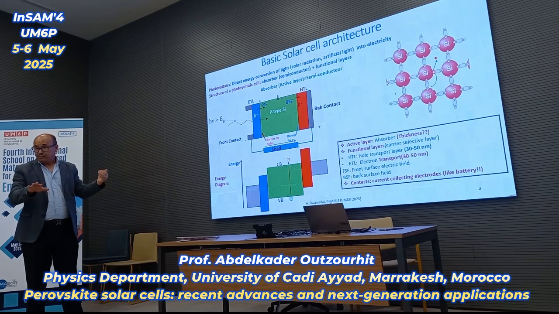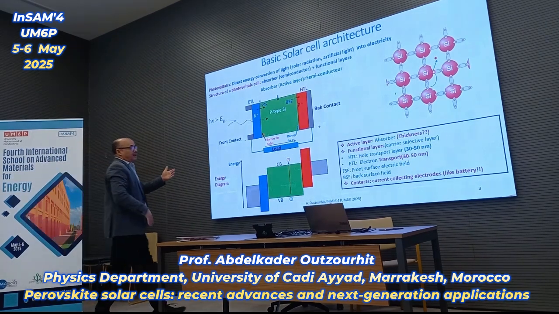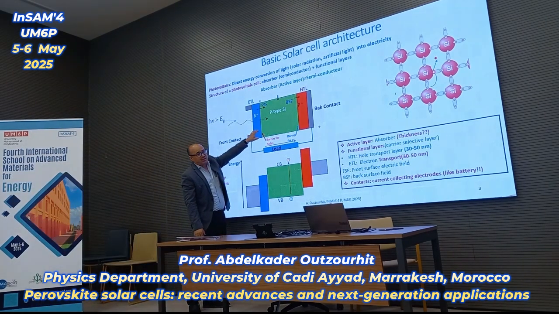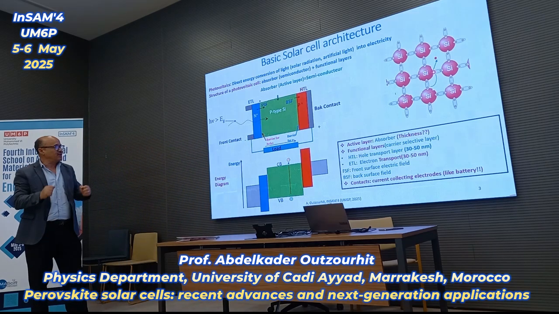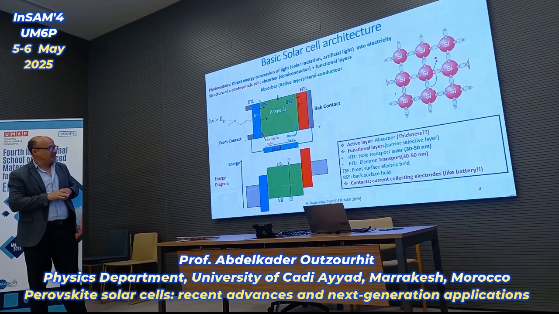The light shouldn't be absorbed here, since this is what we call parasitic absorption. It won't lead to the creation of electron hole pairs that you can collect. We'll see why. We'll talk about this later on.